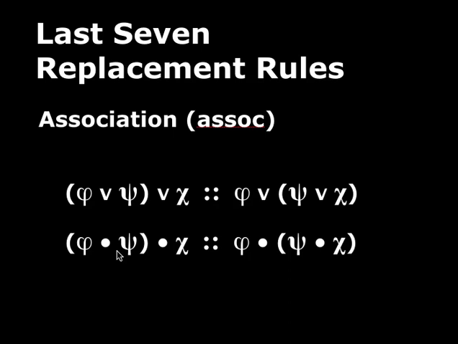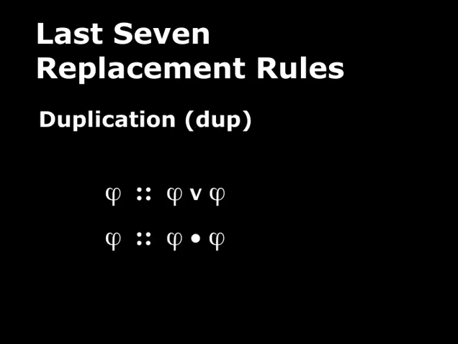Same thing with conjunctions. If I have three conjuncts and the first two are associated, I can just shift the parentheses over and instead associate the last two. And finally, duplication. If you have any statement, you can replace that with a disjunction where both disjuncts are that same statement. And ditto with conjunction.